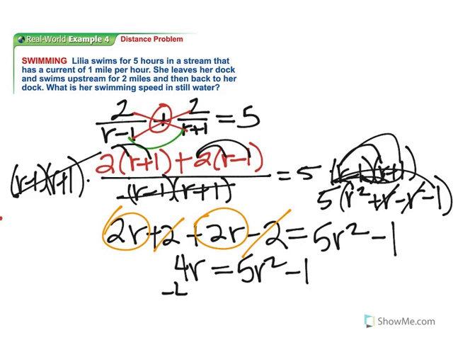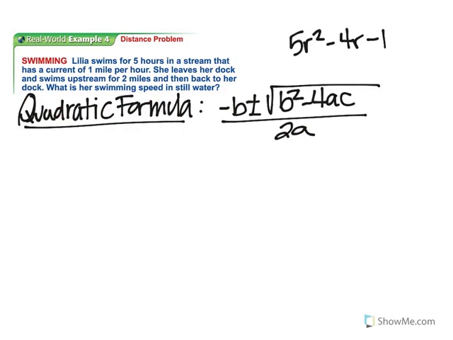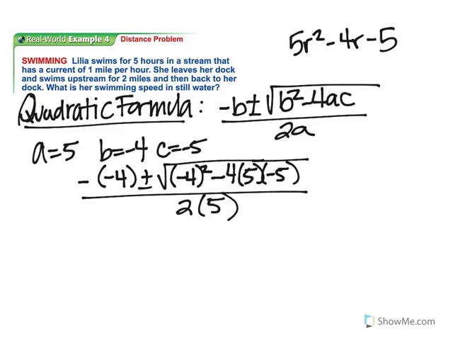Now, since this is a quadratic, you need to subtract and get everything to one side. So you get 0 is equal to 5r squared minus 4r minus 5. In order to figure out what r is, we're going to have to plug into the quadratic formula, where in this case, our a is positive 5, b is negative 4, and c is negative 5. And you plug and check.